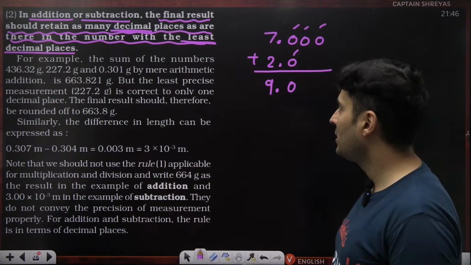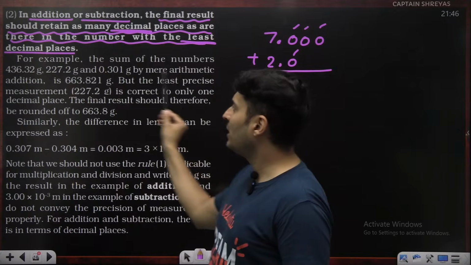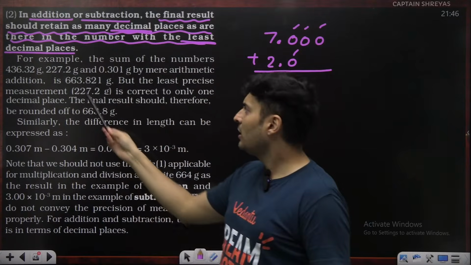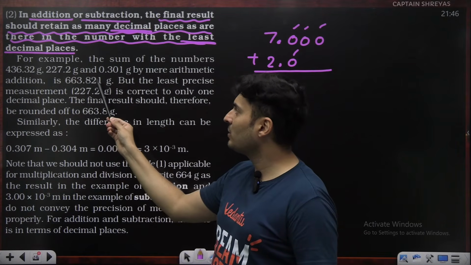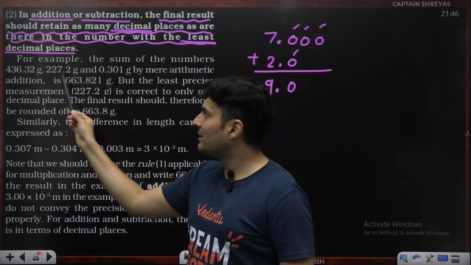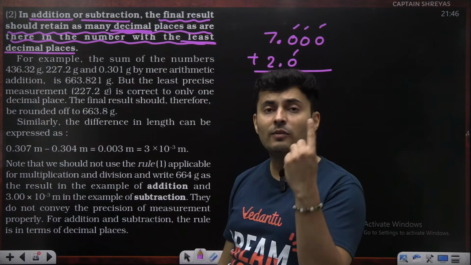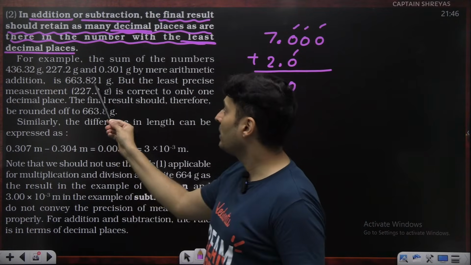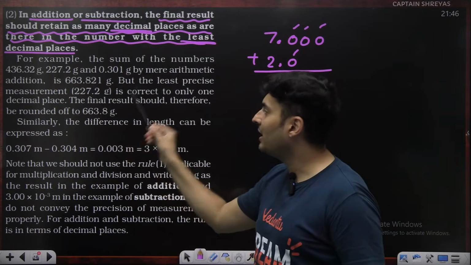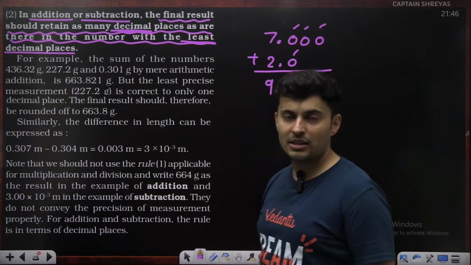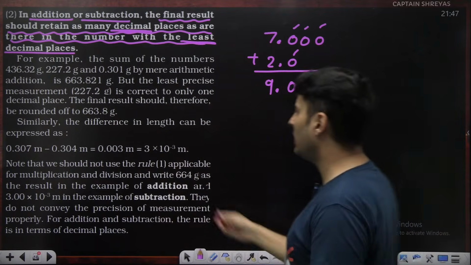That's the major difference. Another example that they have given: if you add this number and this number, by normal addition on the calculator, you will get 663.821. But you can see there are many decimal places over here. There is one number with only one decimal place, another number with 2, another number with 3. So what will you do? You will finally write it with a single decimal place. So you will round it off and write 663.8 grams, because that is the correct way of writing it. Single decimal place, because that is the least of all the three. Same way they have done it for subtraction also.